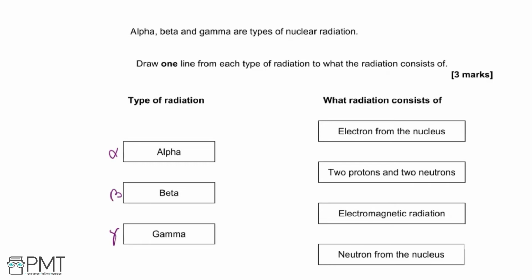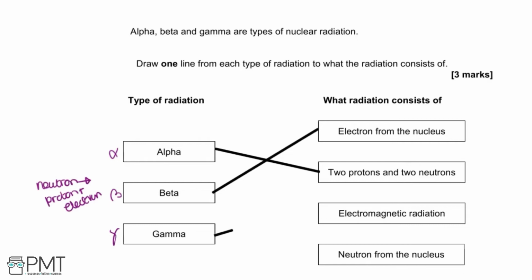So alpha is made out of 2 protons and 2 neutrons. Beta is the radiation when a neutron changes to a proton and an electron. So it is an electron from the nucleus. And gamma radiation has no mass because it's a form of electromagnetic radiation.